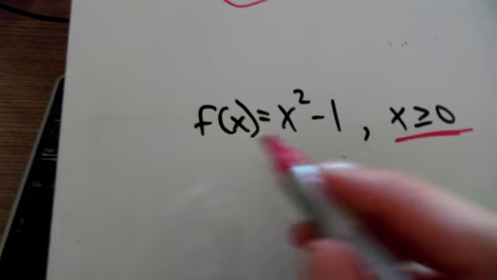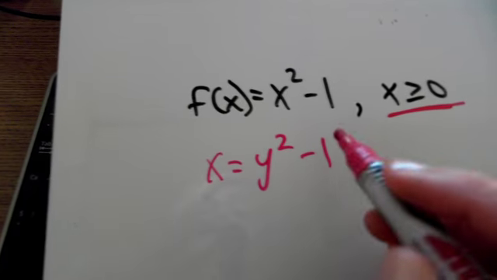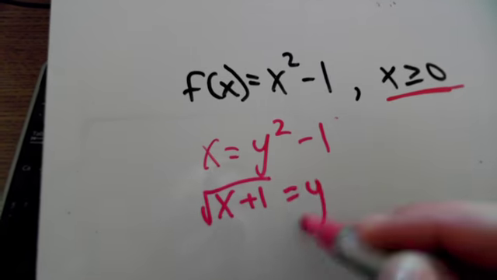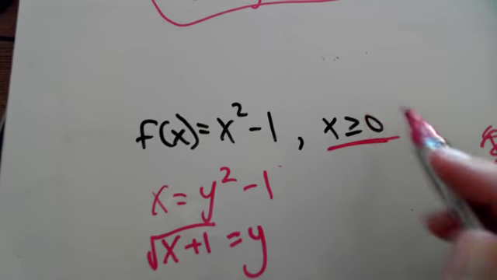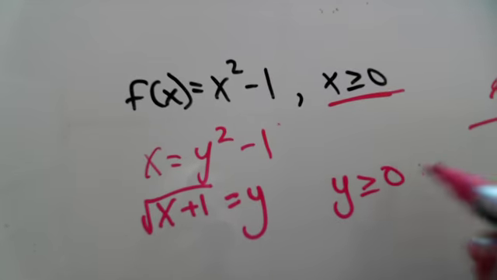So if we go back over here, if we flip x and y, and we solve it for y, we're going to add 1, and we're going to take the square root of what I had. That is my inverse. But because my x's and y's flipped, this restriction is now y is greater than or equal to 0.